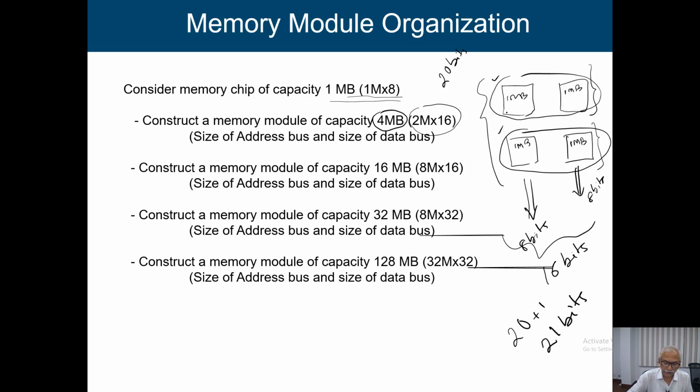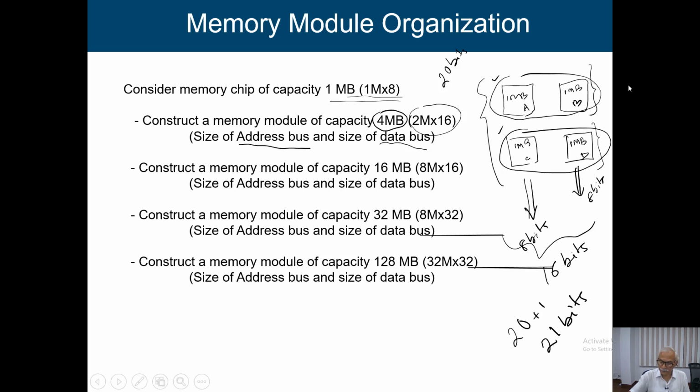That means here it asks what is the size of the address bus. So in this case my size of the address bus will be 21 bits. And what will be the size of my data bus? You will find that the size of the data bus is 16 bits, because at any point of time we can access 16 bits of information, and these 16 bits will come either from A and B, or from C and D. So simultaneously we can access 16 bits of information.